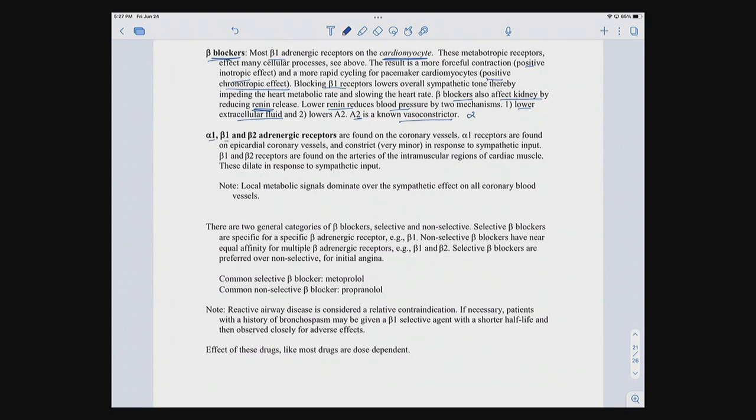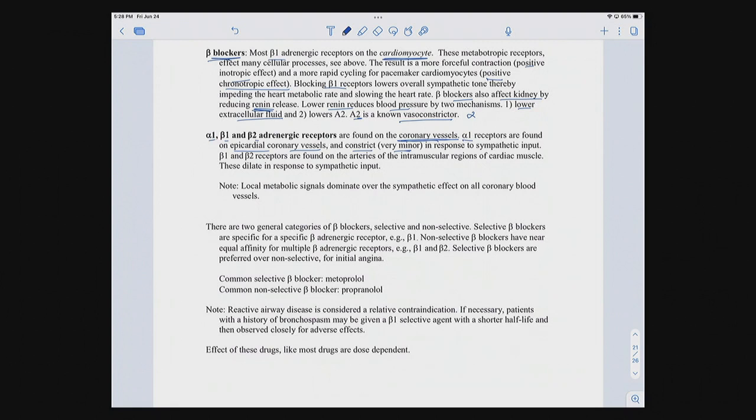You can find alpha 1, beta 2 adrenergic receptors on coronary vessels. So your alpha 1 receptors are found on the epicardial coronary vessel. Again, those are the vessels on the outside. And they constrict, and I want to say this very minor, because literature will show you that with normal sympathetic tone, the response in terms of vasoconstriction is extremely minor or very minimum, so it just doesn't react to it that much.